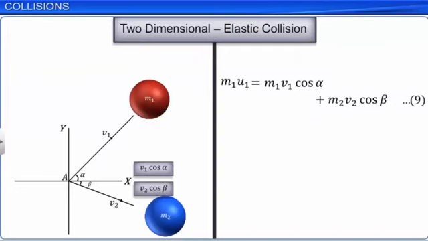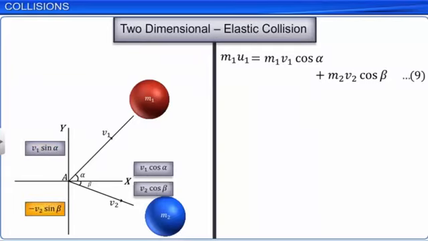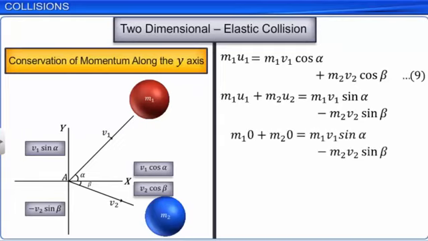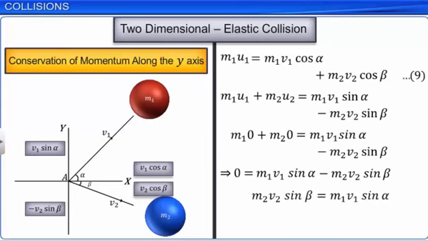v1 sin alpha and minus v2 sin beta are the components of v1 and v2 along the positive y-axis and the negative y-axis respectively. Hence, according to the law of conservation of momentum applied along the y-axis, we get m1u1 plus m2u2 is equal to m1v1 sin alpha minus m2v2 sin beta. As the initial velocities of the two bodies along the y-axis are 0, we get 0 on the left side of the equation. And thus, we get 0 is equal to m1v1 sin alpha minus m2v2 sin beta. On further simplification, we get m2v2 sin beta is equal to m1v1 sin alpha. Let this be equation 10.